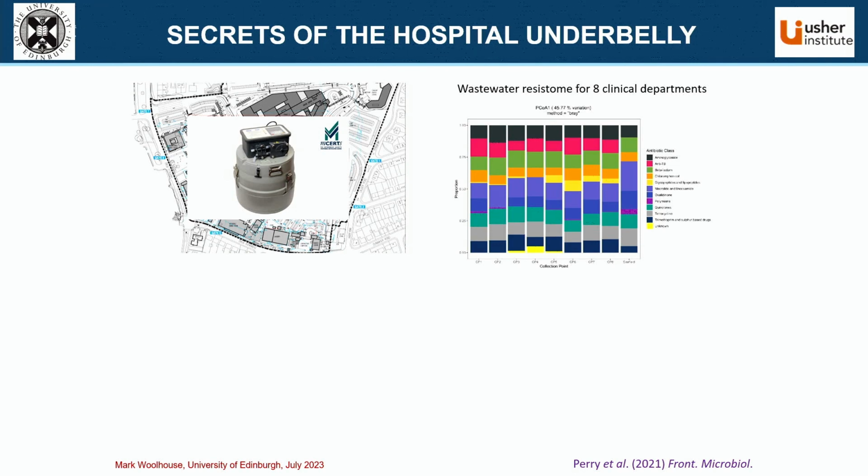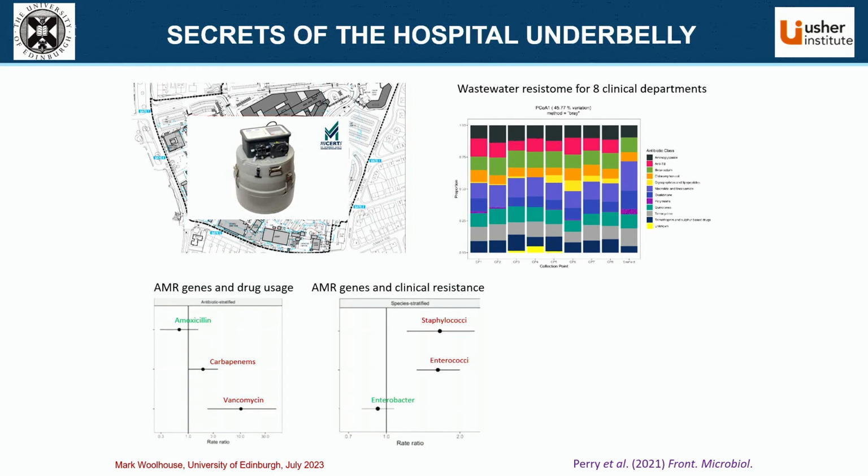And what she ended up with, when she'd done all the analysis of these samples, was a profile of the resistomes coming out of these 8 clinical departments. And I just illustrate the sort of data there. So this is just divided up by genes for particular antimicrobial classes. And you can do a lot of analysis on this.